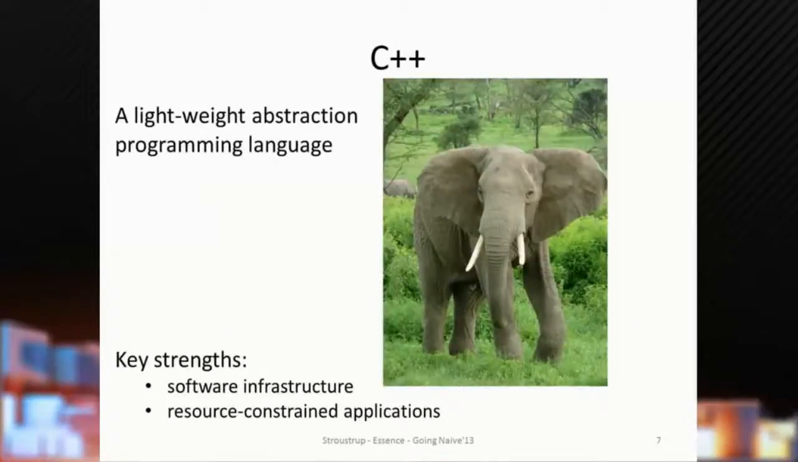So this is my summary of C++. If you have to do it on one slide, it's a language that provides lightweight abstraction facilities, and its key strength is in areas where you build software infrastructure and where you have resource-constrained applications. It's not the elephant that's lightweight, it's the abstractions you can build. That is, anybody can build a really slow, big abstraction. But building a point or a coordinate or a complex number that you can afford in competition with languages that have built-in facilities like that is hard, and that's where C++'s strength is.